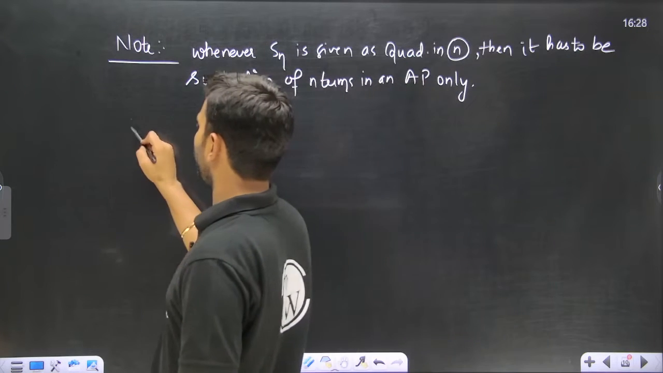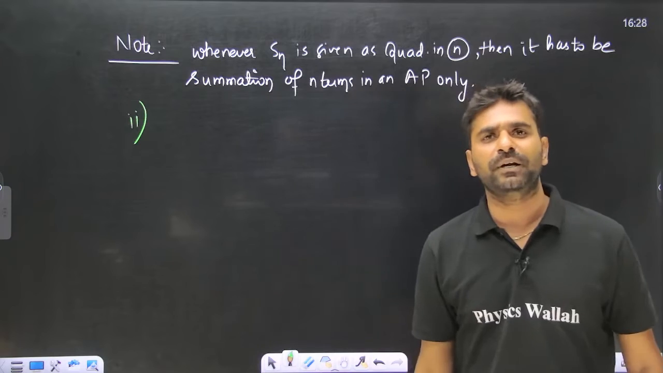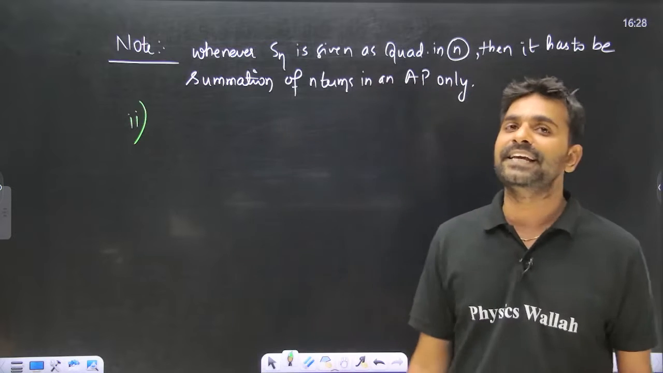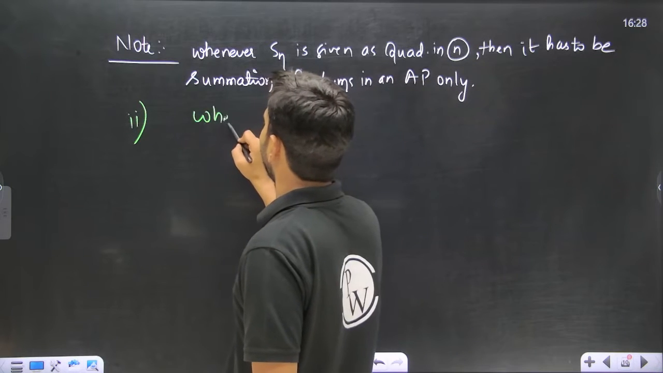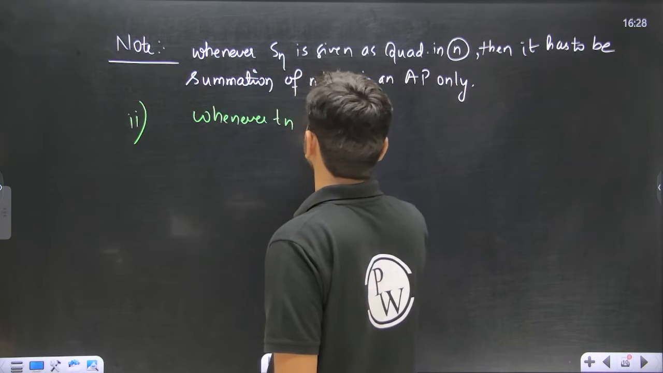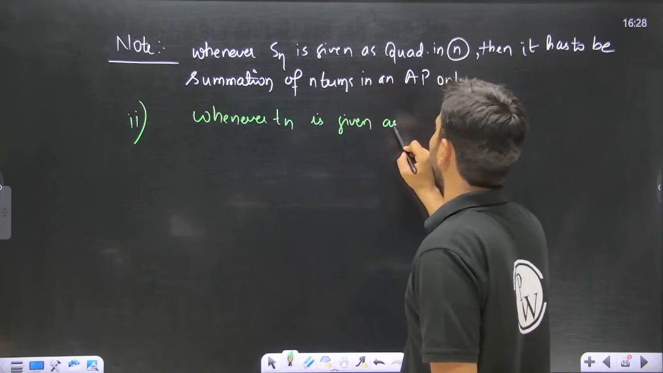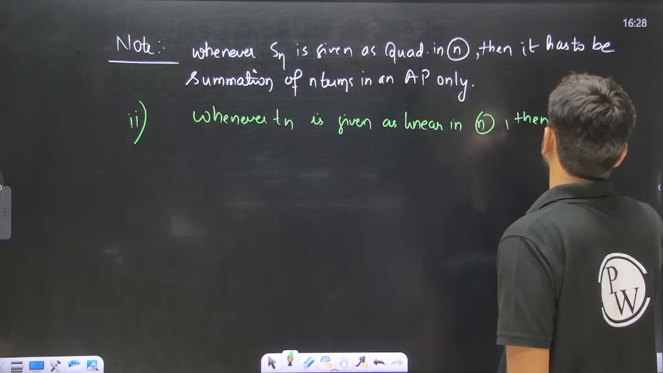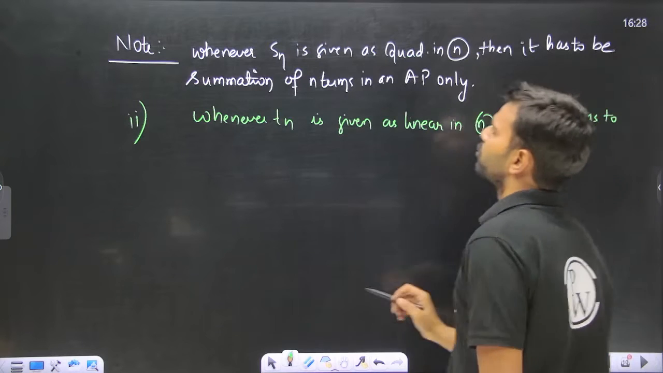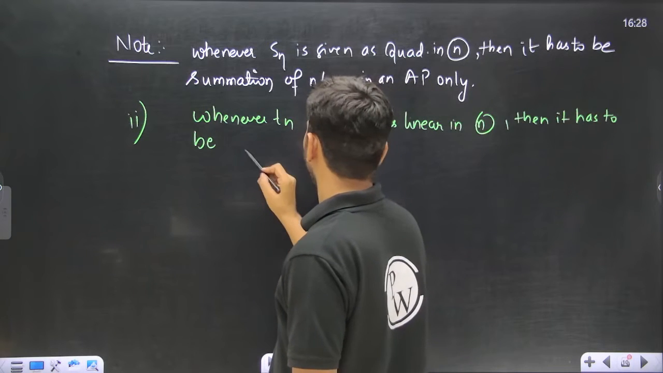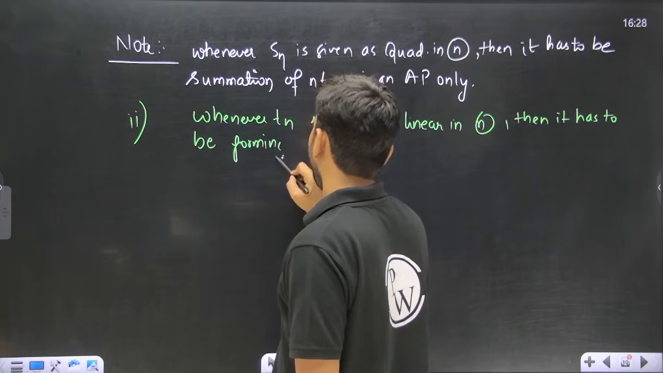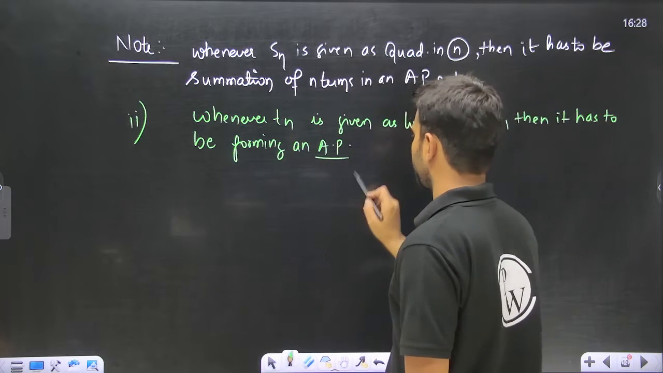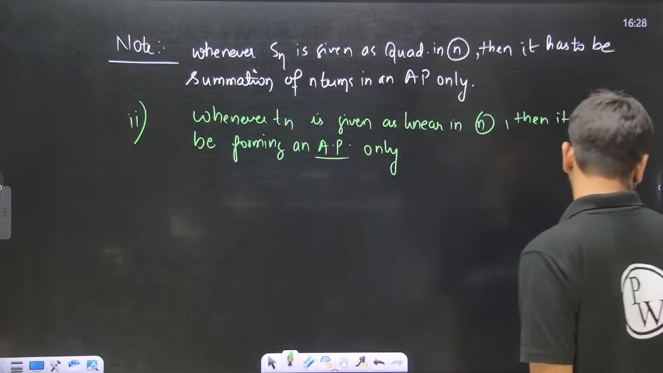Number two, also if you can recall that Tn, that is the nth term formula for an AP, is nothing but a plus n minus 1 into d. So there Tn is coming out to be linear in n. So we can say this also as a point, that whenever Tn, that is nth term, is given as a linear expression in n, then it has to be forming an AP only. Okay, so these are two very important concepts that you always need to keep in your mind.